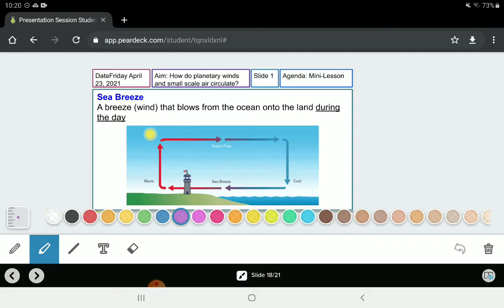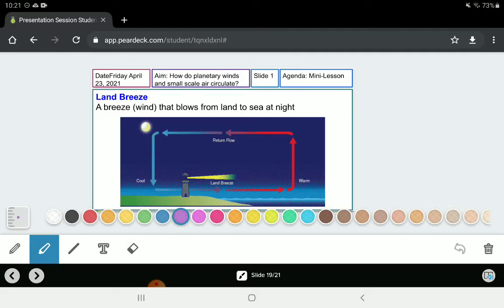So they have different names for those. A sea breeze is a wind that blows from the ocean onto the land. So remember that breezes are named after where they come from. If it is an easterly wind, it comes from the east. If it is a sea breeze, it comes from the sea. So sea breezes are going to be winds that blow from the ocean onto the land during the day. A land breeze is a breeze, aka wind, that blows from land to sea. So a land breeze originates on land.